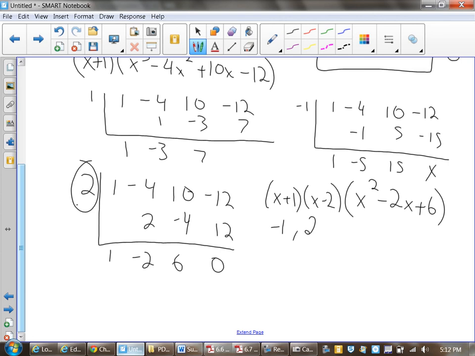So check with the quadratic. Look at the discriminant. If I check the discriminant, remember, I'm looking for b squared minus 4ac. So 4 minus 4 times 1 times 6 is going to give me a negative 20. Since that's the discriminant, that tells me that I have 2 imaginary solutions, which means I'm done for this problem. My zeros are at negative 1 and positive 2. Okay? That's what 42 looks like.